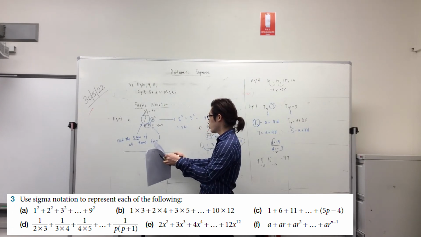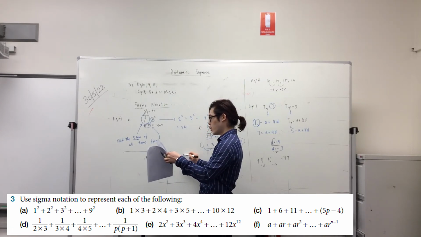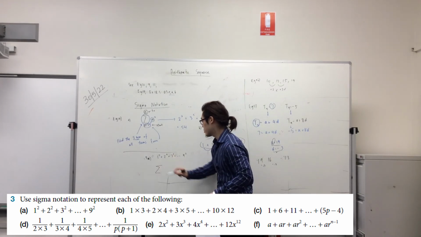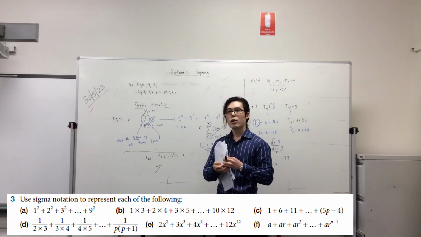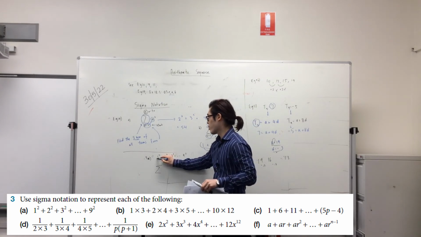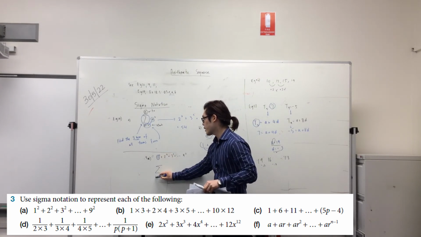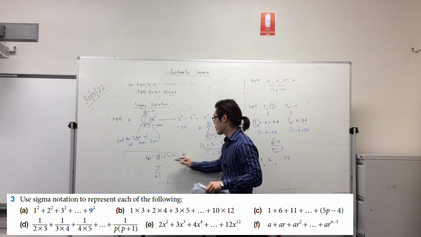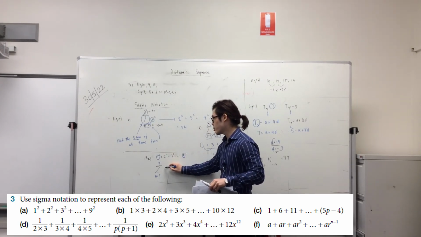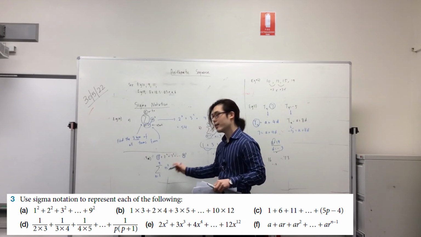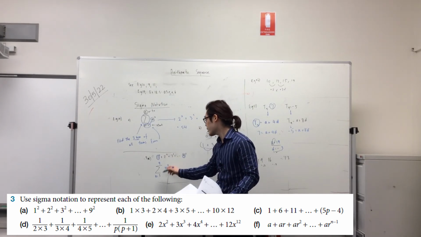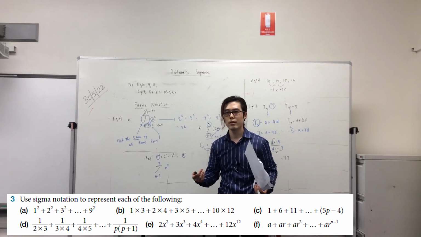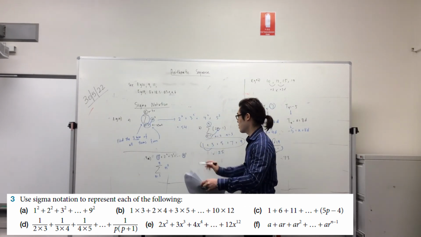So we've got 1 squared, 2 squared, 3 squared, plus all the way to 9 squared. Sigma notation is always what you start off with. Now, what is it starting with? It's starting from n equals 1, ending at 9. What's the function? It doesn't have to be n. You can write k, you can write r, it doesn't matter. So that's your answer to the first one.